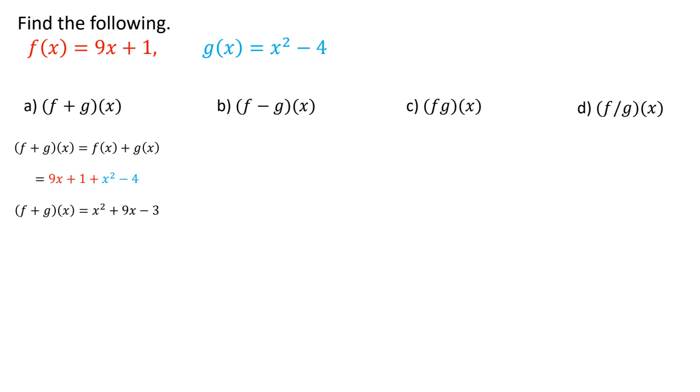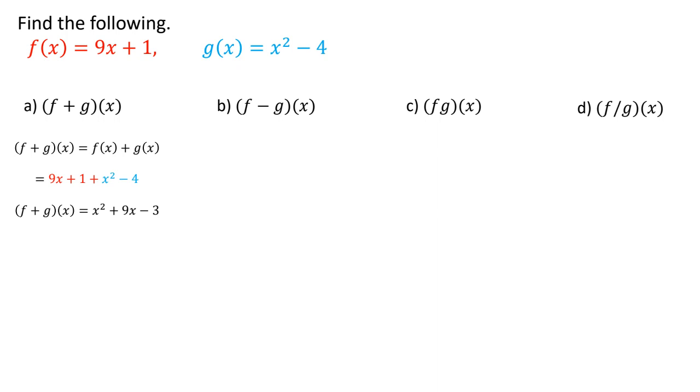f of x is 9x plus 1 plus g of x, which is x squared minus 4, and then I'm going to combine my like terms. The only two terms that I can combine are my constants, the plus 1 and the minus 4, which is going to give me the minus 3. So this is the evaluation of f plus g of x: x squared plus 9x minus 3.